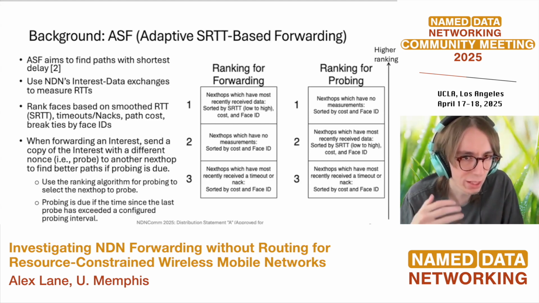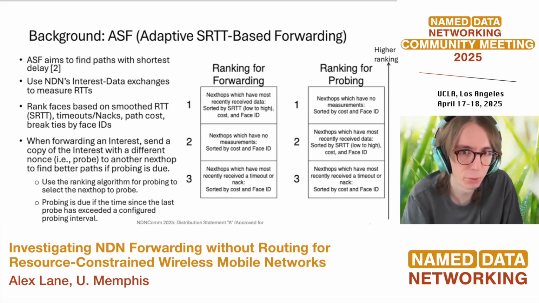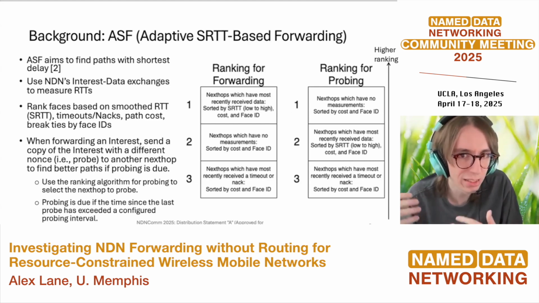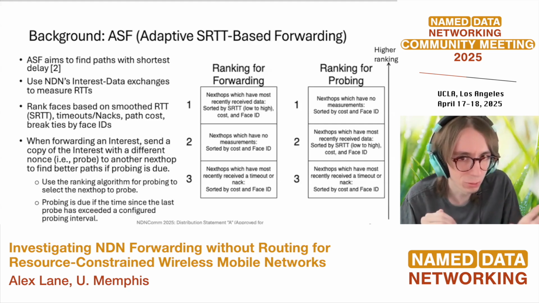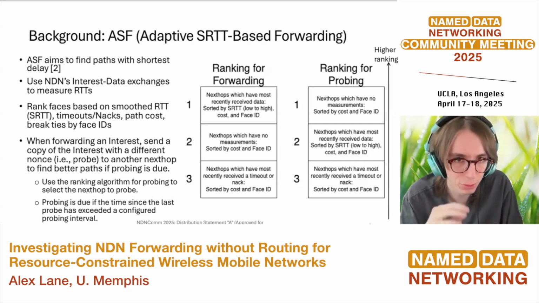We use those combinations to create these sorting categories, generally prioritizing working faces, sorting those by SRTT and then route cost, and then for faces that are unmeasured and then timed out or NACKed, we sort those by cost and rank those in this order. We have the table to the right, which shows that more clearly.